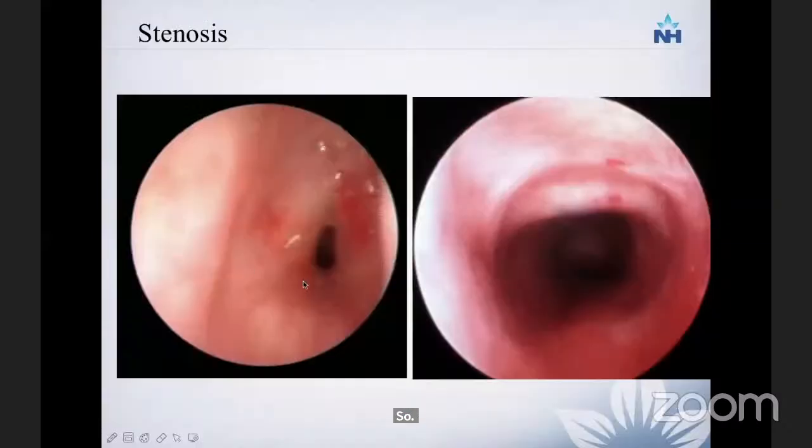So this is again stenosis, and this is the result after the dilatation.